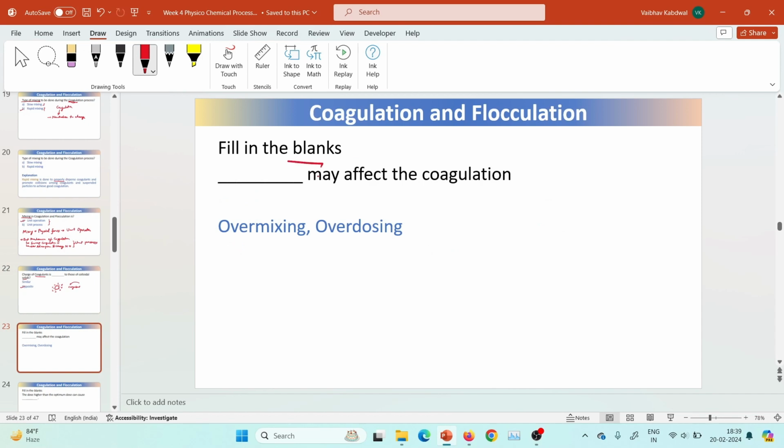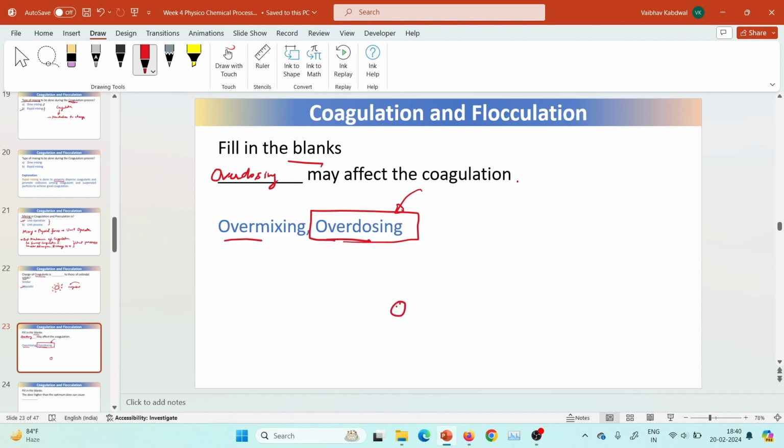Fill in the blank. Dash may affect the coagulation. Overmixing or overdosing? Basically, both may affect, but overdosing may affect the coagulation, so it is more dominant. Overdosing may affect coagulation. So how? That we need to understand.